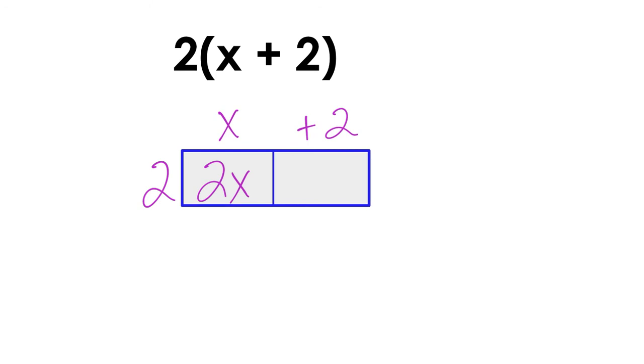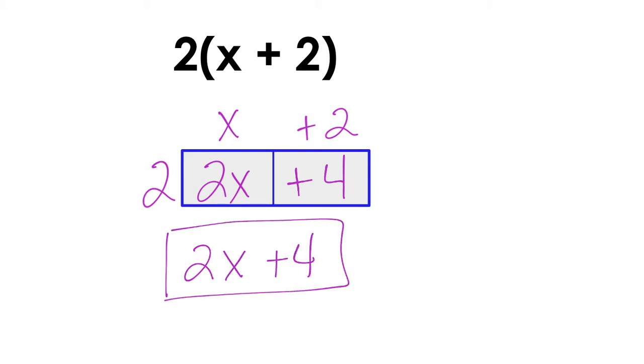Now we're going to multiply the second column times the row. So 2 times 2 is what? 4. Is that a positive or a negative 4 though? Positive. Okay, so this will be a positive 4. You with me again? So what we just did was multiply that 2 times everything. We distributed that 2 to everything inside the parentheses. So our final product is 2x plus 4. So we just take that out of the multiplication table there.